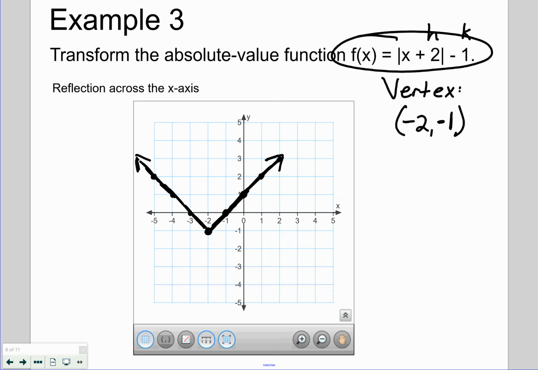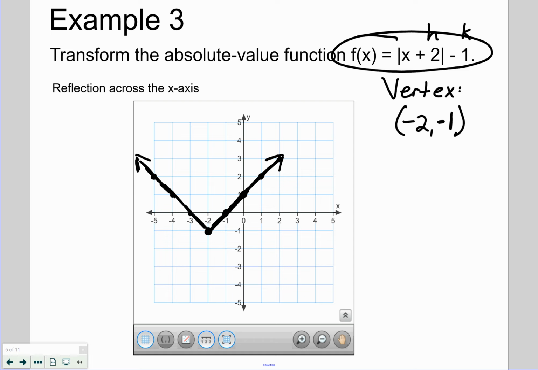Any questions on making that absolute value function graph? Yes, Nita. I just stopped there. You can keep going. Okay, how's everyone doing? Everyone okay? Now we're going to make it really challenging.